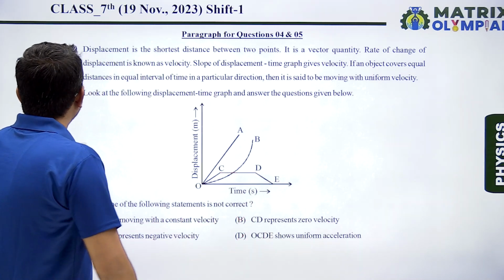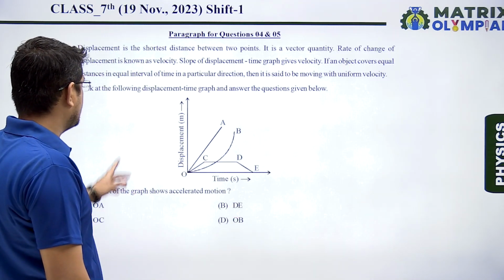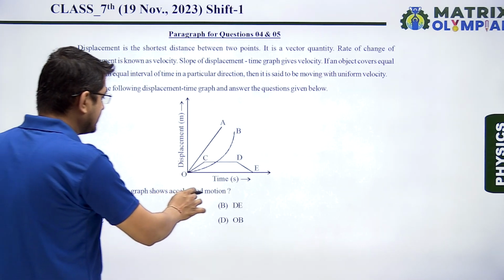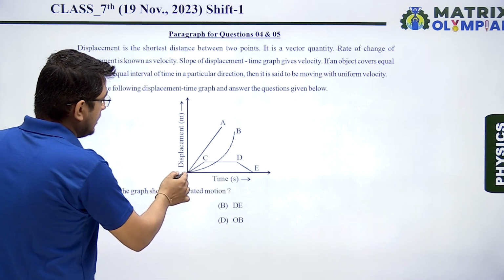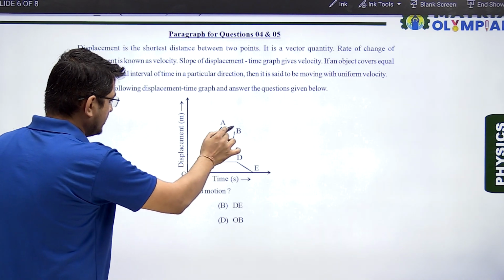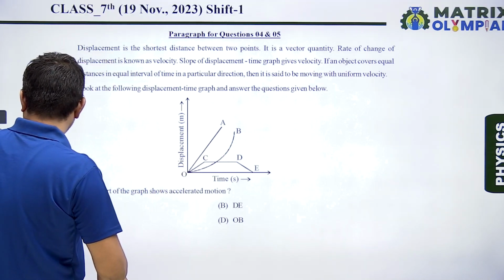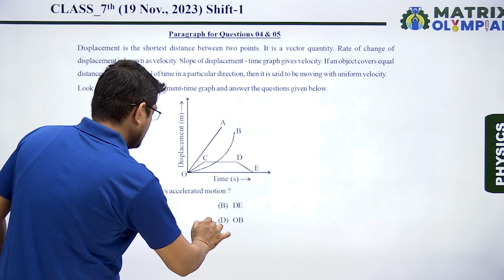Okay. Next question, based on same paragraph, which part of the graph shows accelerated motion? We can see the OB part shows accelerated motion. That our correct answer in question number 5 is OB.